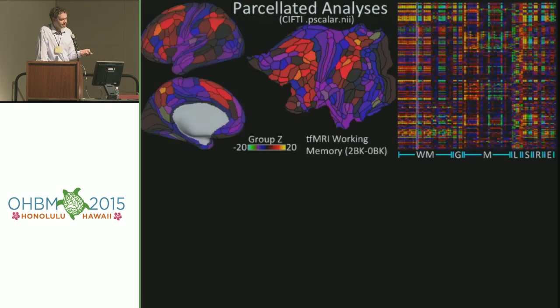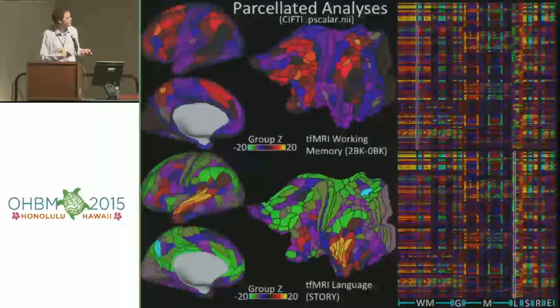We can do task fMRI analyses in parcels as well. So here we're going to take our time series, and we're going to average the time series within the parcel, and then we're going to run our task analysis on that. We get big benefits in improving our SNR by doing this, because we're able to average across regions that are reasonably homogeneous in terms of the task fMRI signal.